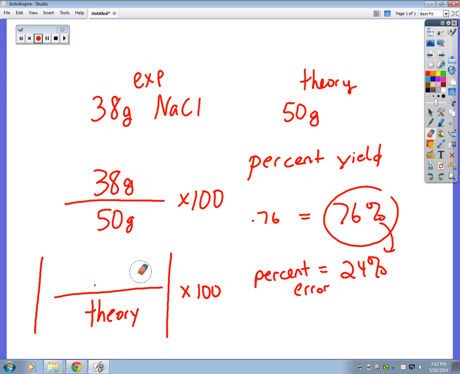So you could have experimental minus theory. It doesn't really matter, does it? Because you have absolute value signs, so it's just a difference. What's the difference between 38 and 50? The difference is 12. So I can put this up here, and 12 divided by 50 grams, which is our theory, is going to give you 24%, because you take that 0.24 and multiply it by 100. So there's a couple ways you can do this.